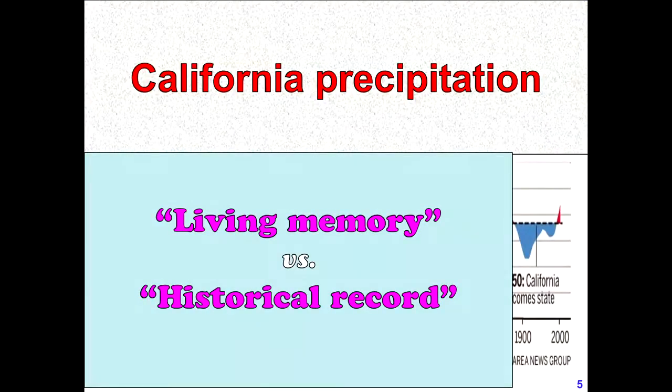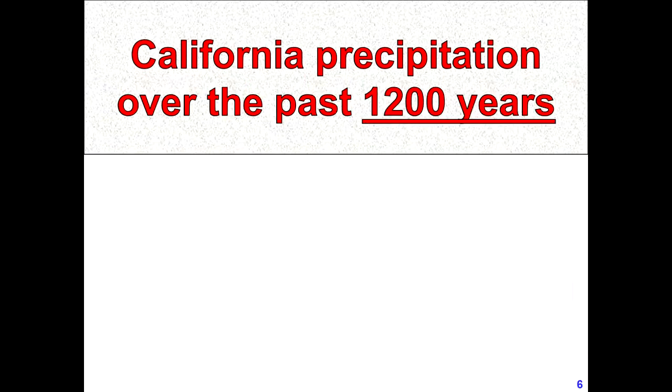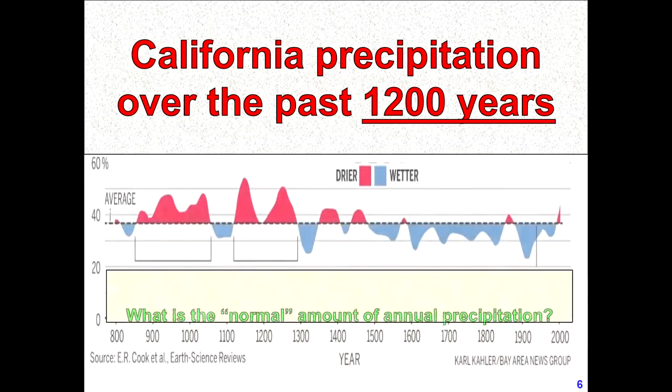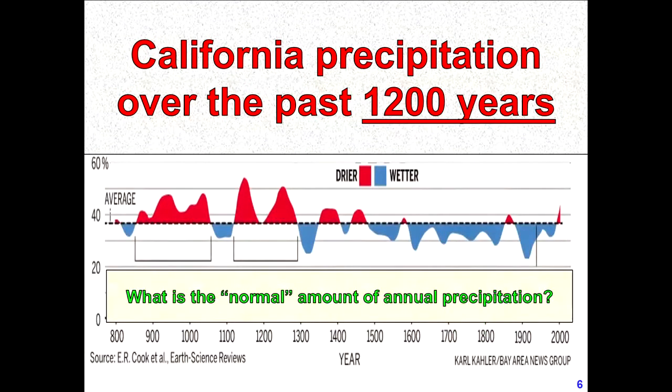Well, let's look for a bit at the difference between looking at this policy issue from a living memory standpoint versus a historical record standpoint. If you go back 1,200 years in California, look at the precipitation, which includes both rainfall and snowfall. You can do this by historical reconstruction using tree cores, sediment cores, and so forth, and get a fairly accurate estimate of the conditions, temperatures, as well as amount of precipitation.